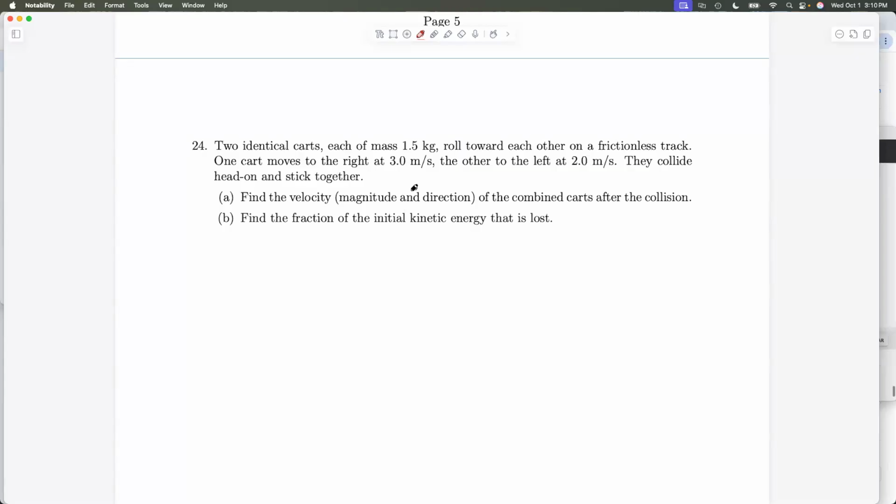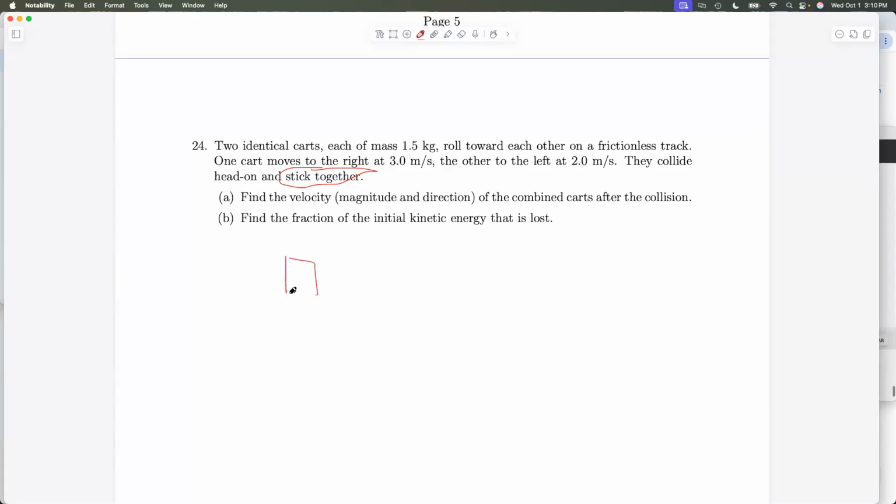All right, this is the easiest of all the collision problems. This is a perfectly inelastic collision problem. We know that because they stick together. We will always have conservation of momentum in a collision problem. We do not have conservation of energy unless we're perfectly elastic.